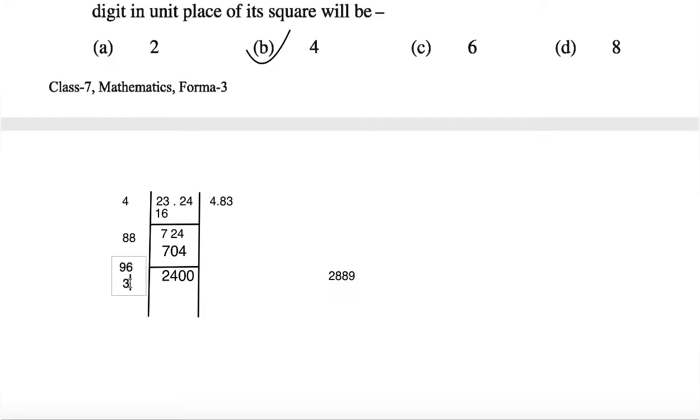So 3 will not go, maybe 2. We can do with 2 only. 2 2 is 4, 2 6 is 12, 2 9 is 18, so 19, 19 24.